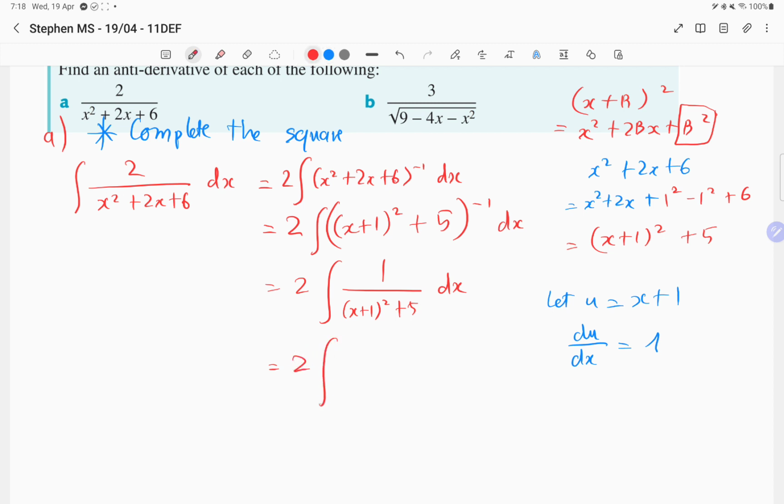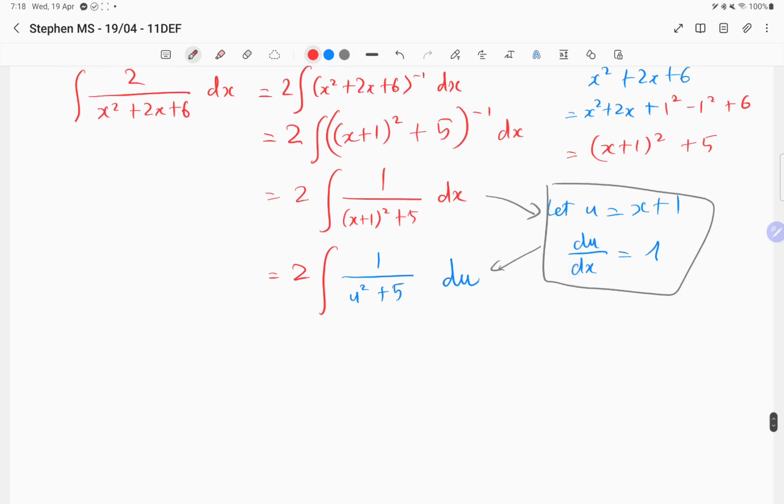And then look, this one will be 2 times the antiderivative of, because it's like 1 times that, times dx, and 1 is du over dx. You can simply turn the dx into du straight away. Does it make sense? Yeah. And then this must be a function of u. There shouldn't be any x in it. So the trick is to do that part. Once you've done that part, then you can get the next line.